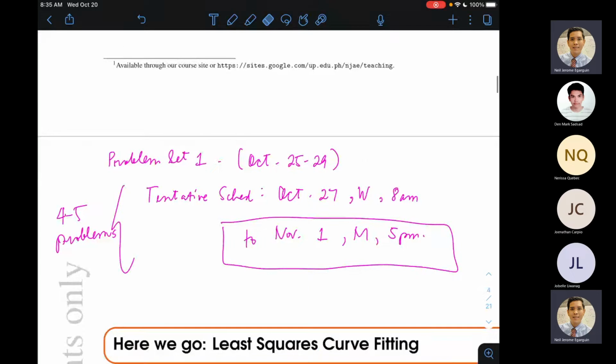Okay, but before that, since matatapos natin ngayong week yung Unit 1, I think we can have the first problem set. And in the other class, I proposed October 27 until November 1. So there would be a total of 4 to 5 problems, and the problems will go live in Canvas on the 27th. And then ang submission niya ay sa November 1. So that will give you 1, 2, 3, 4, 5, 6 full days to work on the problems. Though yun nga lang kasama niya yung weekend at saka yung November 1.